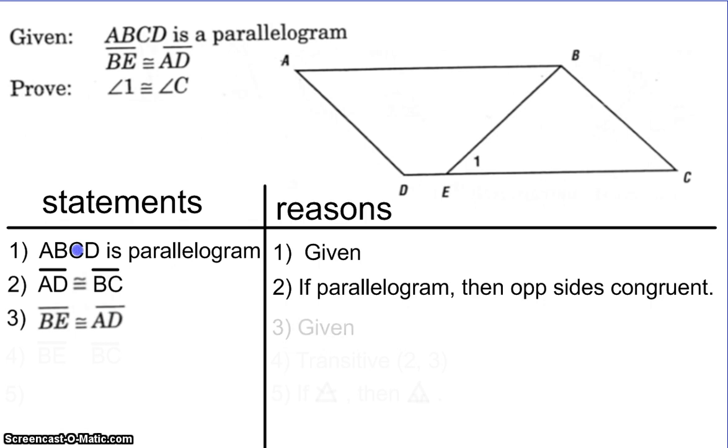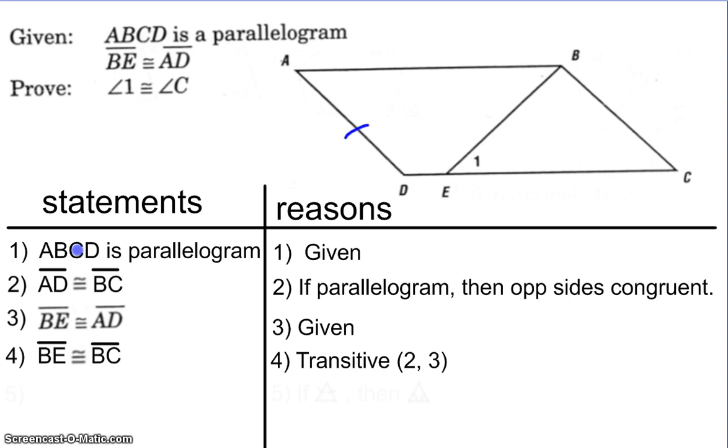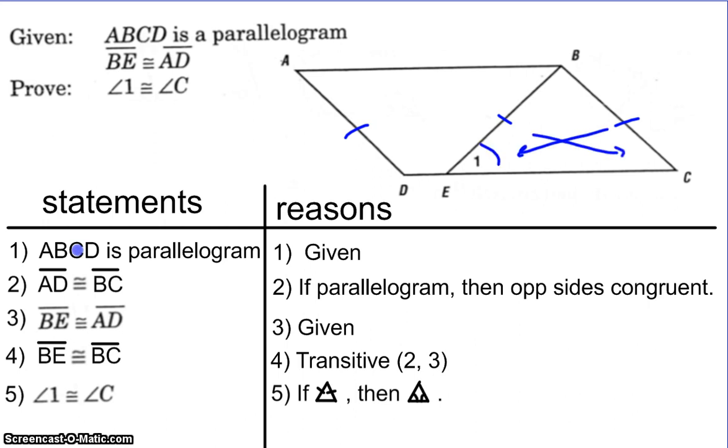We are given another pair of sides already. And then we can say that BE is congruent to BC because of the transitive property. And then, as I just mentioned, we wanted to get there because now we can say that the angles that we want are congruent, because if the sides are congruent, then it's opposite angles. And that completes this proof.